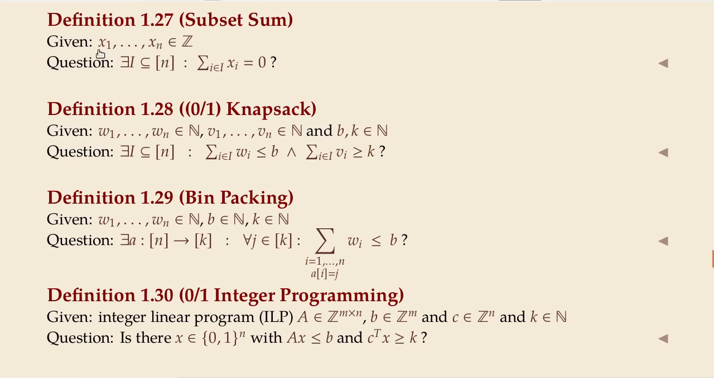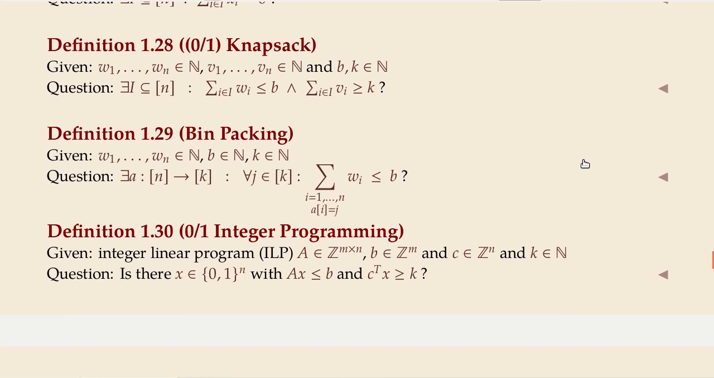Subset sum is a very simple problem. It's maybe interesting in that respect because it's just a few numbers and you ask, is there a subset of those that sum to 0? That sounds very simple, but NP-complete. 0-1 knapsack, a problem that we might reconsider later in the lecture today.